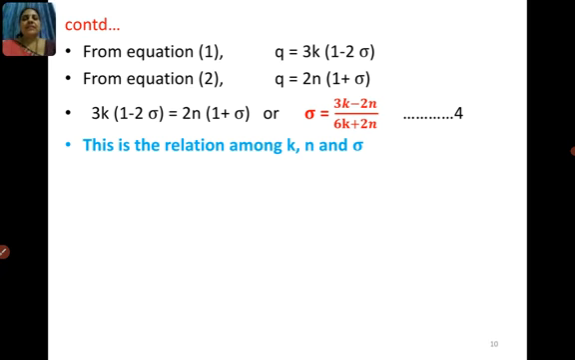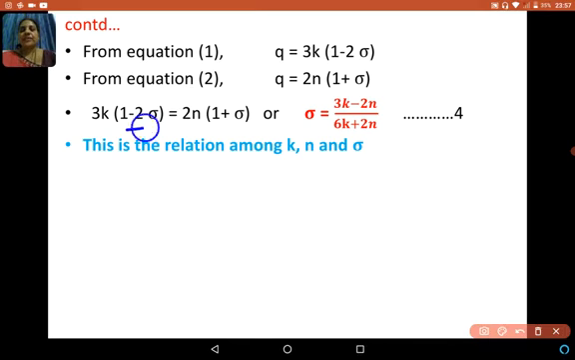Then from equation 1 we have Q is equal to 3K into 1 minus 2 sigma. From equation 2 we have Q is equal to 2N into 1 plus sigma, and equating these two we have sigma is equal to 3K minus 2N by 6K plus 2N. This is a relation among the bulk modulus, rigidity modulus and Poisson's ratio. The equations 1, 2, 3, 4 give the different relations among different elastic constants with Poisson's ratio.